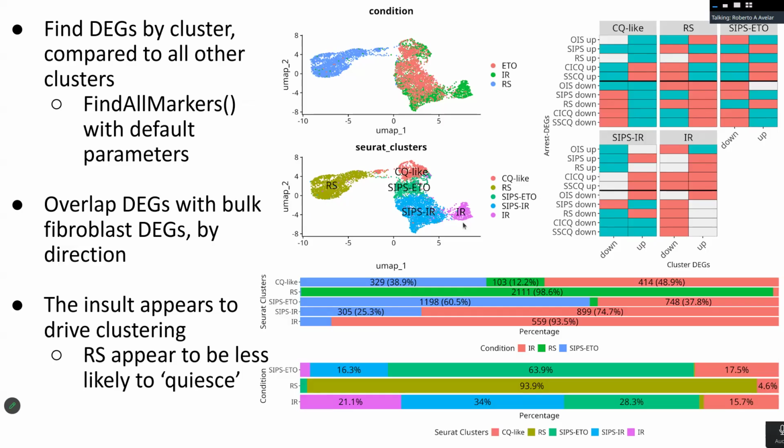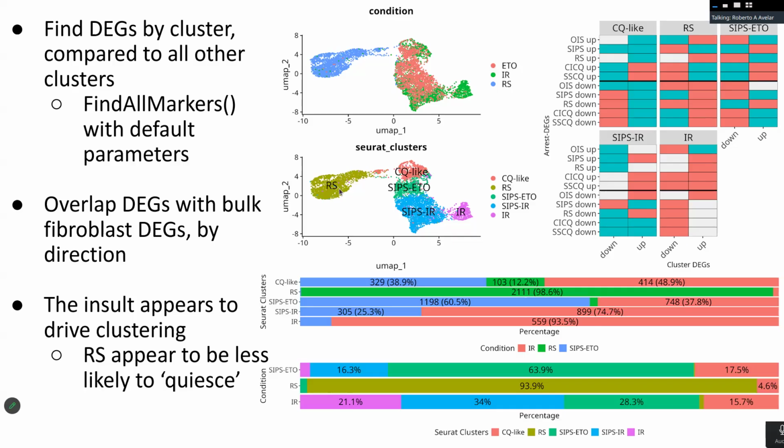So for example, the irradiated cluster is comprised of 93% irradiated cells. So that seemed like a pretty good name for it. Whereas the stress-induced premature senescence irradiated cluster is only 74% irradiated cells and 25% etoposide. So that seems to be a good indication that this is more of a mixed population. Then this green cluster in the middle seemed to be more evenly split. And once again, the replicative senescence cluster was 99% replicative senescent cells. So that was kind of obvious to name it.